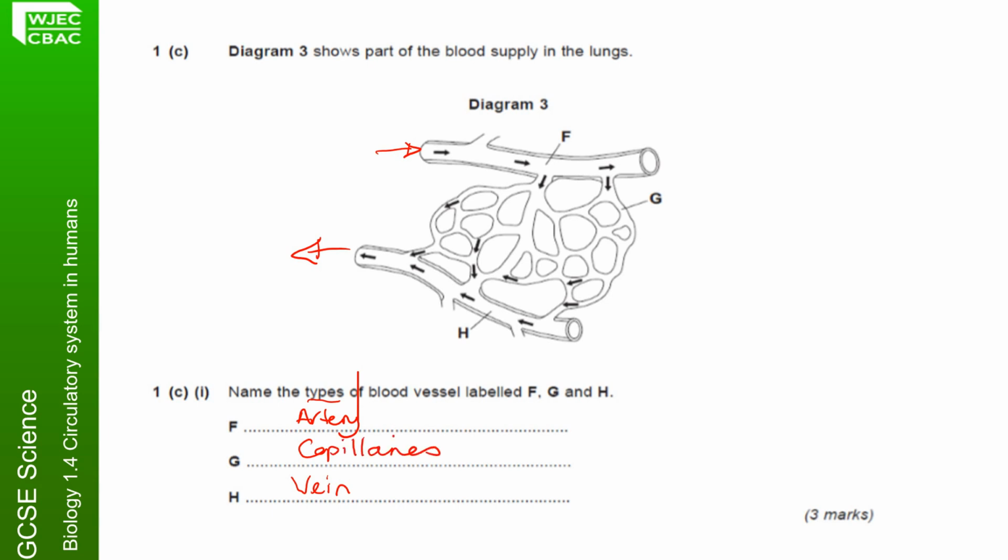3 marks. So even though in the double you don't need to know the detailed descriptions of the structures of the arteries, capillaries and veins, we would expect you to know them in this question because this is relating it as well to the blood supply coming into the lungs and around the alveoli.